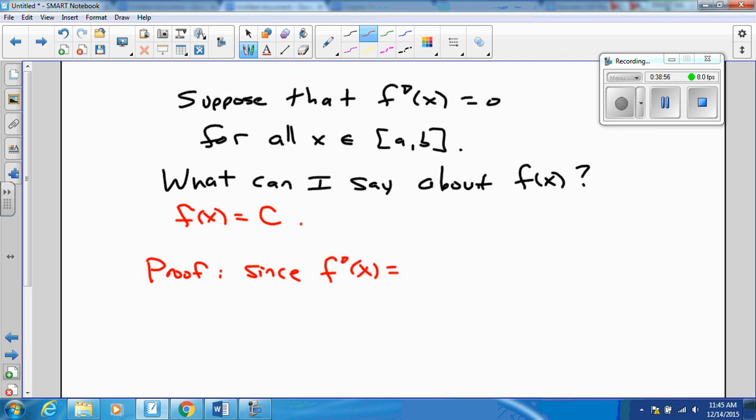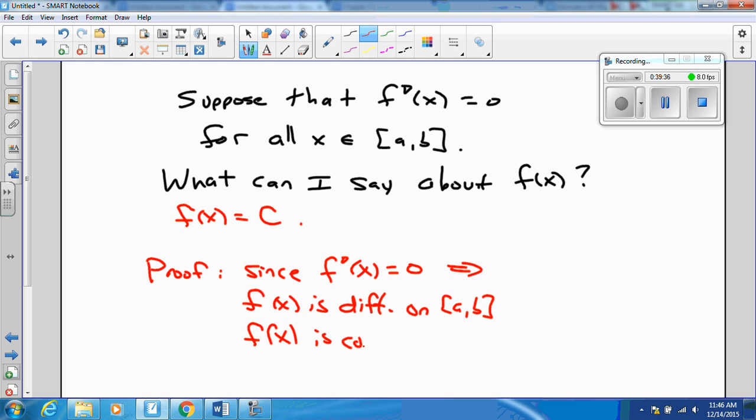Proof. Since f prime of x is equal to 0, does my derivative exist on every point on a to b? Yes. So f of x is differentiable on a to b. Notice the closed interval, that's okay. It includes the open interval. And since it is differentiable on a to b, what else do I know about f automatically? It is continuous on a to b because differentiability implies continuity.